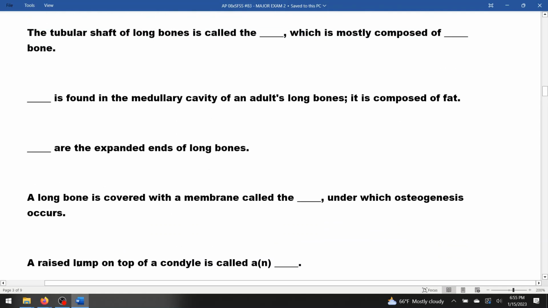A raised lump on top of a condyle is called a blank. Now, a condyle is already a raised lump on a bone, so this would be an epicondyle.